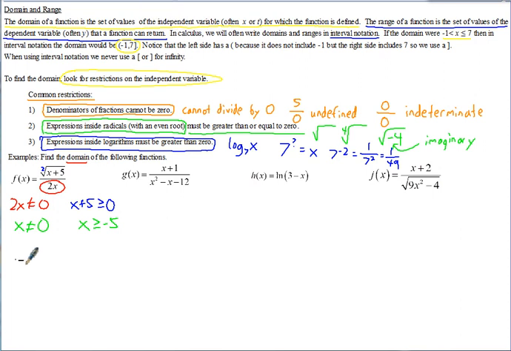The easiest way to organize it is using our number line. So x cannot equal 0. So I'm going to put 0 down there. And I'm going to put an open circle to represent, okay, it can't be 0. And then it says x has to be greater than or equal to negative 5. So here's negative 5. Greater than or equal to, so it can equal negative 5. So I'll make that a solid circle.